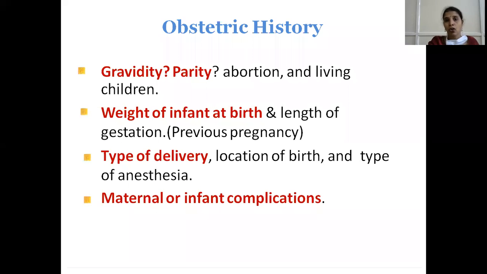And we have to ask the obstetric history. We have to ask her gravidity. Is she a primigravida or multigravida? In case of multigravida, we have to ask about the parity, whether it was a live birth, abortion or any stillbirths. We have to ask about the gravidity, parity and abortion in the obstetric history.